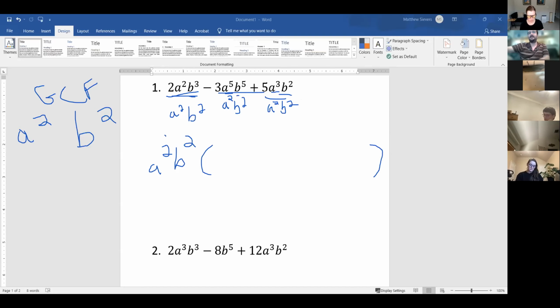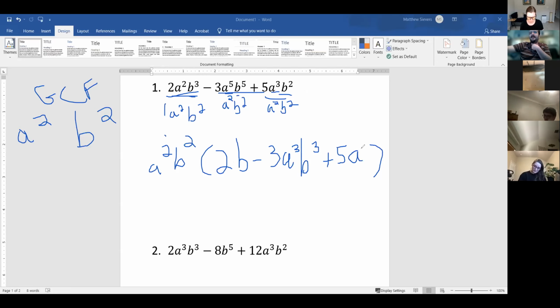First thing we take out is what? 2 divided by 1? It's 2B. And then minus 3A to the third and B to the third. I'm doing 3 divided by 1 gives me 3. 5 minus 2 gives me 3. Same thing, 5 minus 2 is going to give me 3. And then plus 5. 3 minus 2 is going to give me 1A. I got a B squared over B squared, so I have no more B squareds.